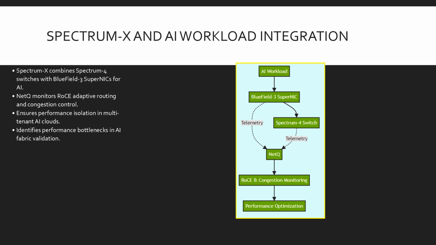This diagram illustrates the Spectrum-X monitoring loop. The AI workload generates traffic sent via the BlueField-3 Super NIC to the Spectrum-4 switch. Both the Super NIC and the switch send deep telemetry to NetQ. NetQ aggregates this into RoCE or congestion monitoring dashboards. This visibility allows operators to perform performance optimization, ensuring the AI workload runs at maximum efficiency.